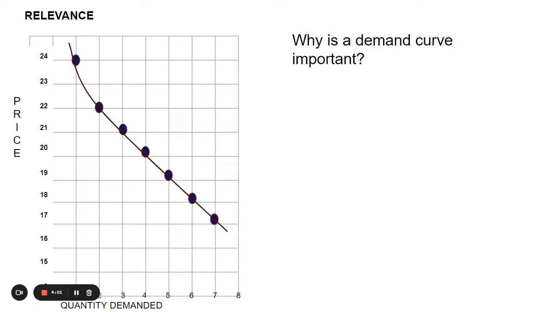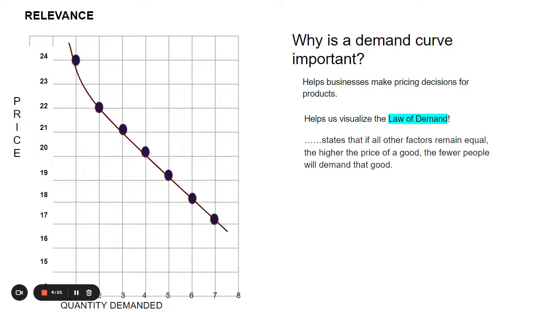So why is this relevant? Why is the demand curve relevant? One reason is it helps businesses make pricing decisions for products. They can look at the demand curve and say, we're priced too low, or we're priced too high, and make decisions based on that. It also helps us visualize the law of demand, which simply states that if all other factors remain equal, the higher the price of a good, the fewer people will demand that good.